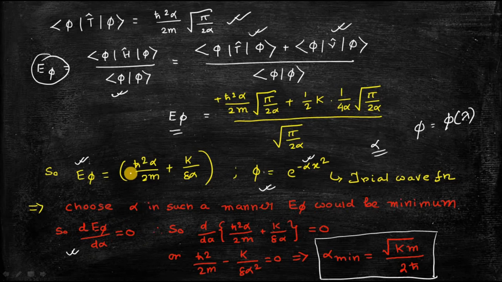So if you take the derivative of this, you will obtain minus h cross square by 2m minus k by 8 alpha square is equal to 0. You could see that for this alpha value, the energy associated with this trial wave function will be minimum. That's why we designate this alpha as alpha minimum. So the alpha minimum is equal to root over of km by 2h cross.